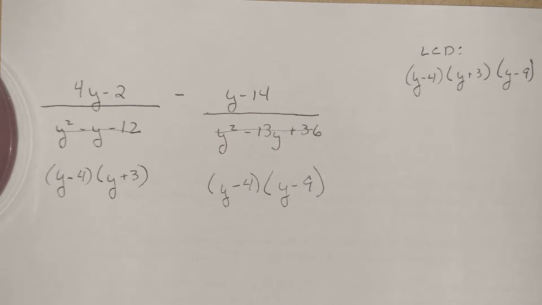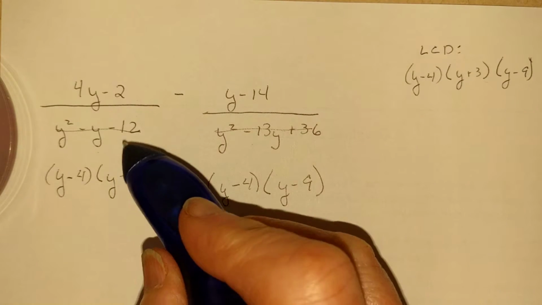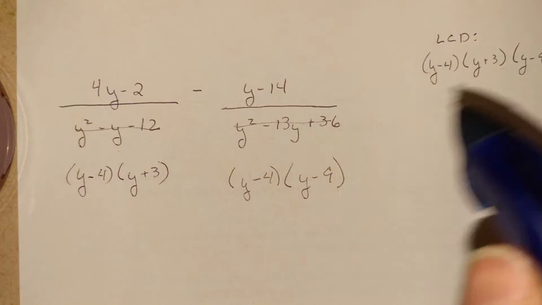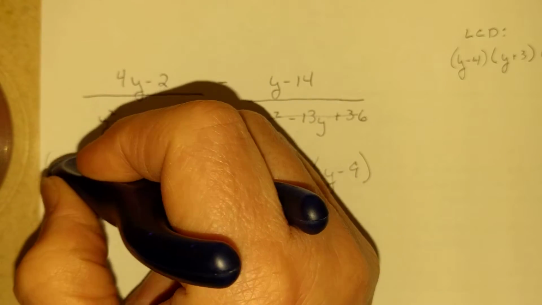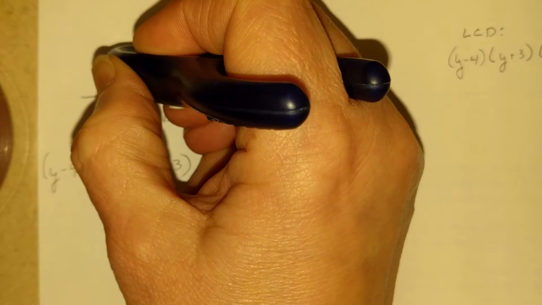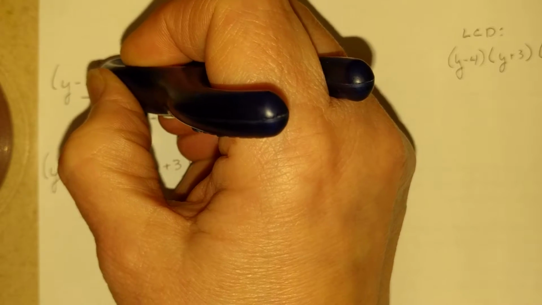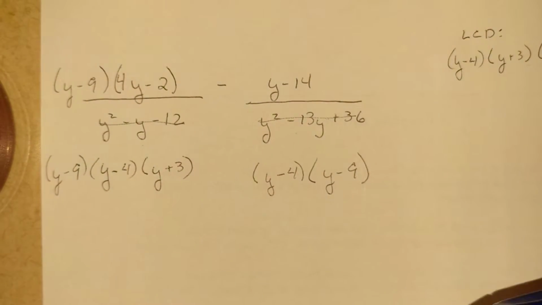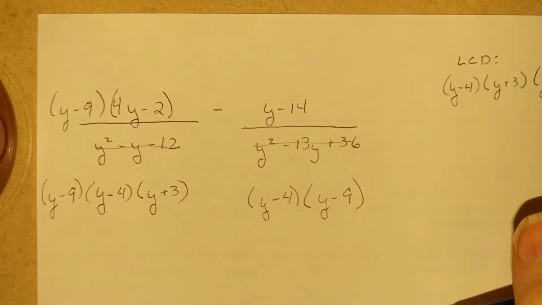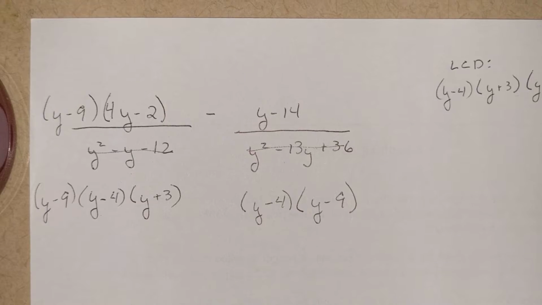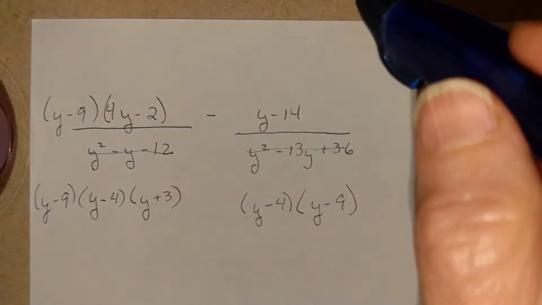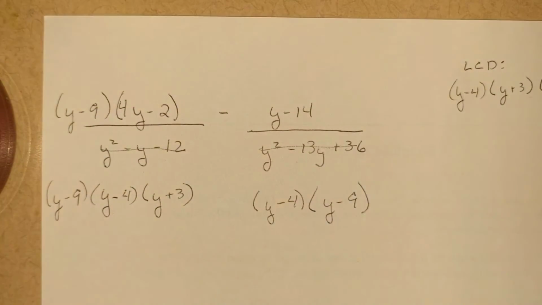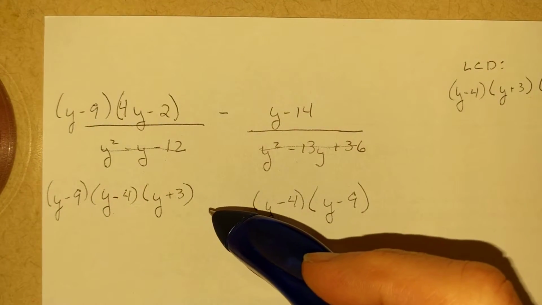So we're going to first notice on this first fraction, my denominator doesn't have the y minus 9, so I'm going to multiply numerator and denominator by y minus 9. When I do that, I'm going to make sure to put this in parentheses, as I want to make sure to distribute across the parentheses. And then I'm going to do just that.